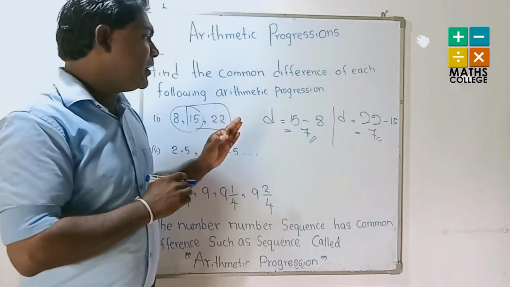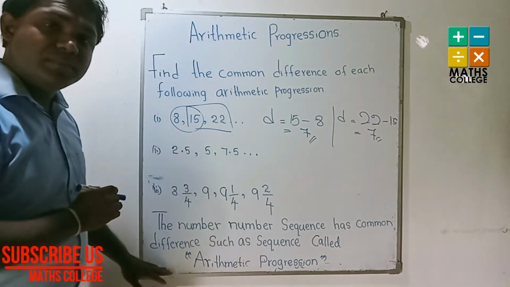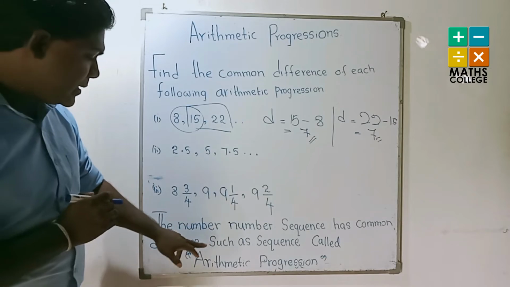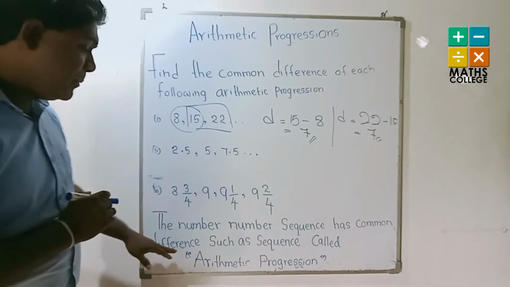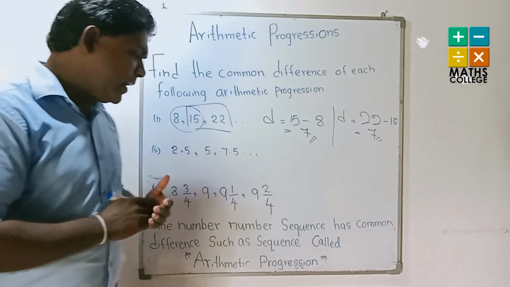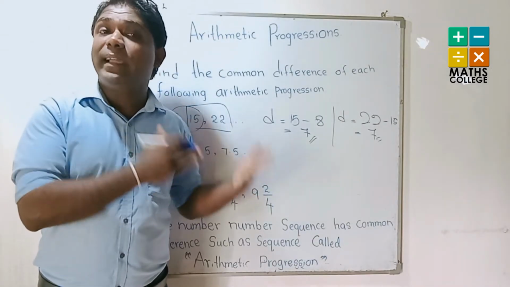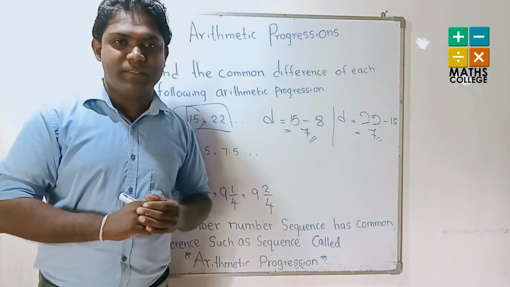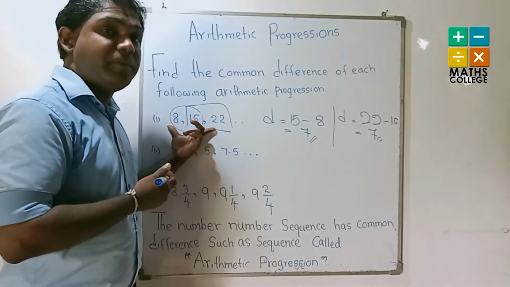Okay, the arithmetic progression. I am going to the bottom definition. What is the definition? A number sequence that has a common difference is called an arithmetic progression. Number patterns like that hold this special name. That means this number pattern is an arithmetic progression.